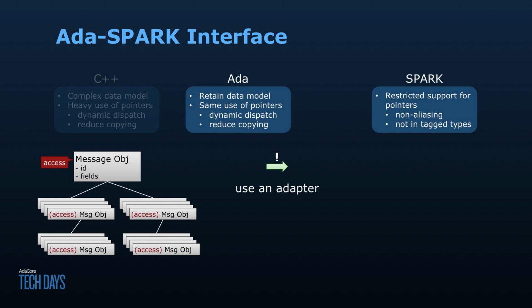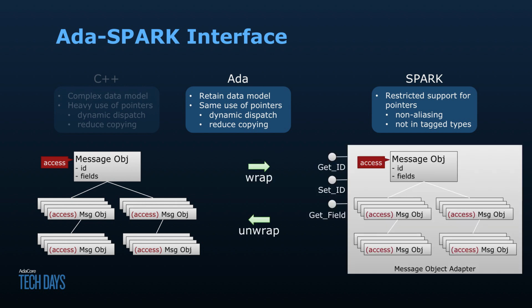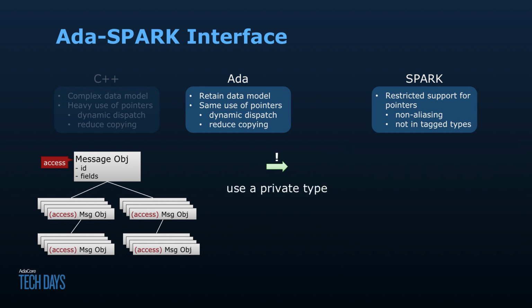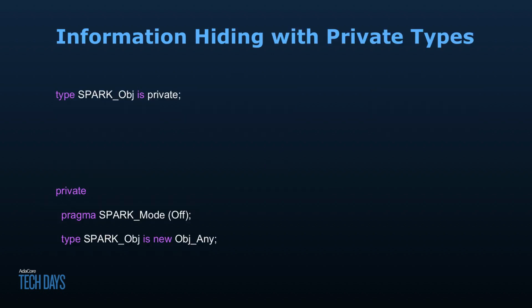A second idea could be to use an adapter. So you could take this object graph and you could put it inside of another object, and then you could expose an interface that only reveals those pieces that you care about and translates them into a type that Spark would like. So that seems good, but it still feels a little bit heavyweight. But since this is Ada, we can do better. We can use a private type, and that's the approach that we took.